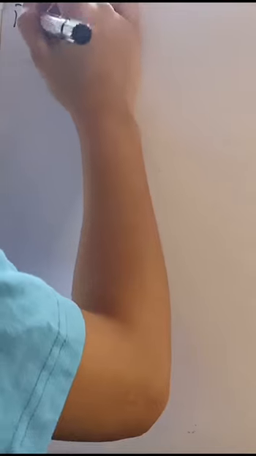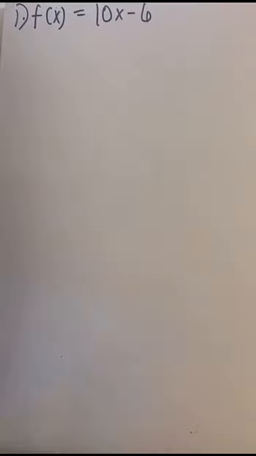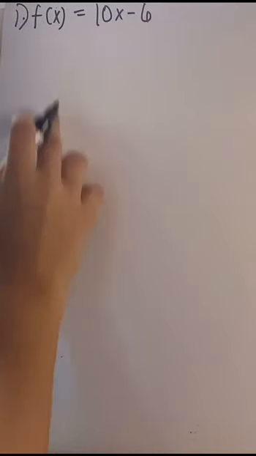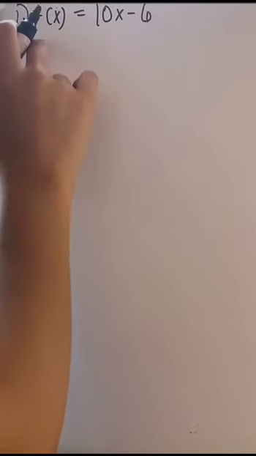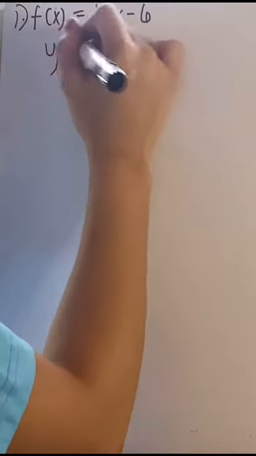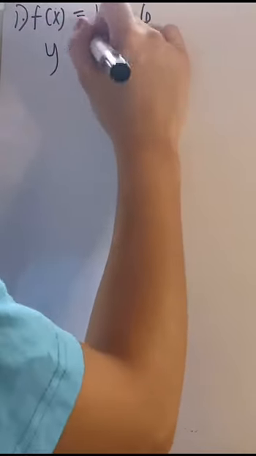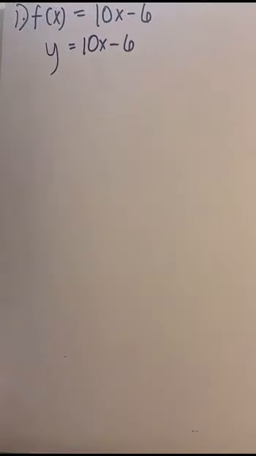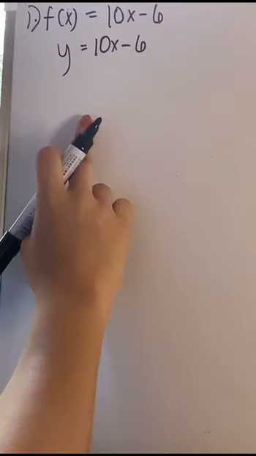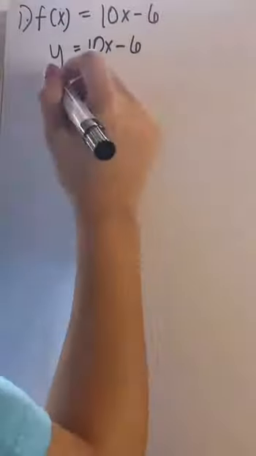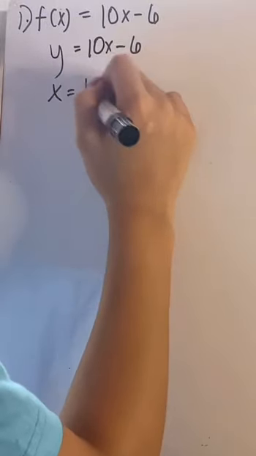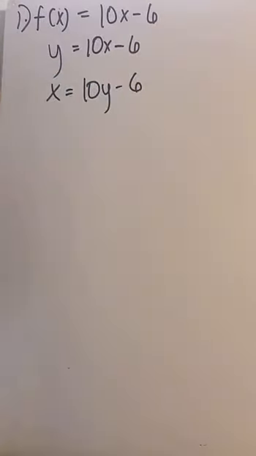Okay then, let's try it with a real function. Example number 1: f of x equals 10x minus 6. The first step is to replace the f of x with y. So y equals 10x minus 6. Then interchange the x and y. So x equals 10y minus 6.